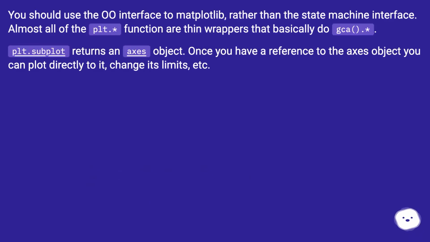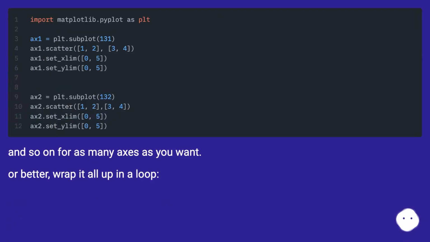You should use the OO interface to matplotlib rather than the state machine interface. Almost all of the plt.* functions are thin wrappers that basically do gca().*. plt.subplot returns an axis object. Once you have a reference to the axis object, you can plot directly to it, change its limits, etc. And so on for as many axes as you want. Or better, wrap it all up in a loop.